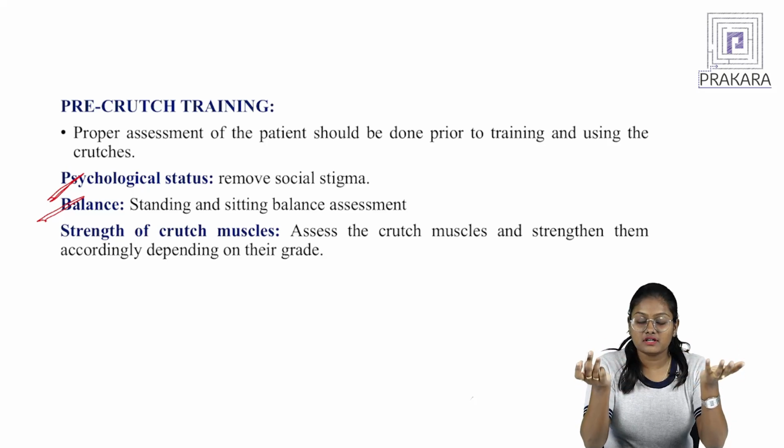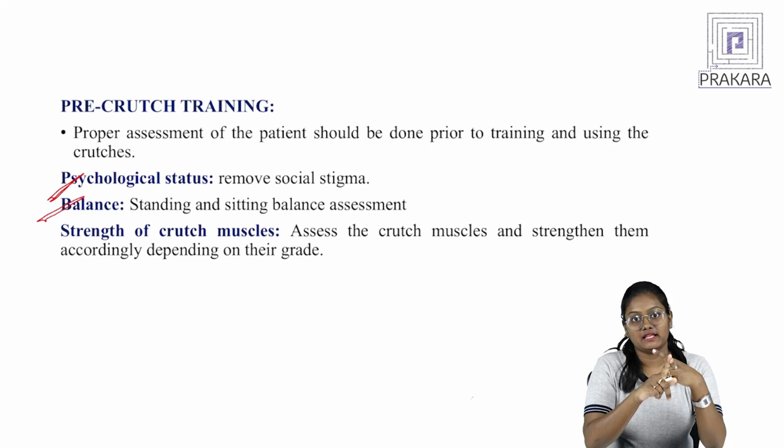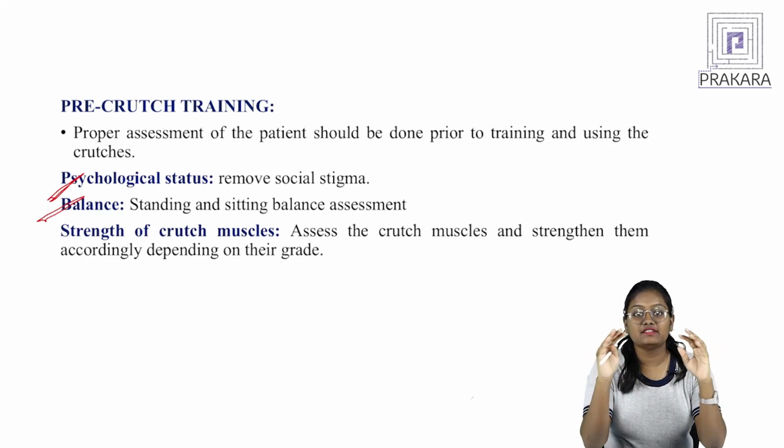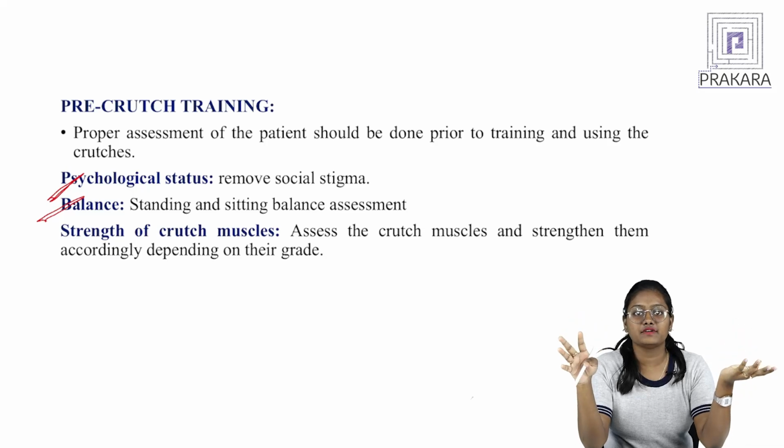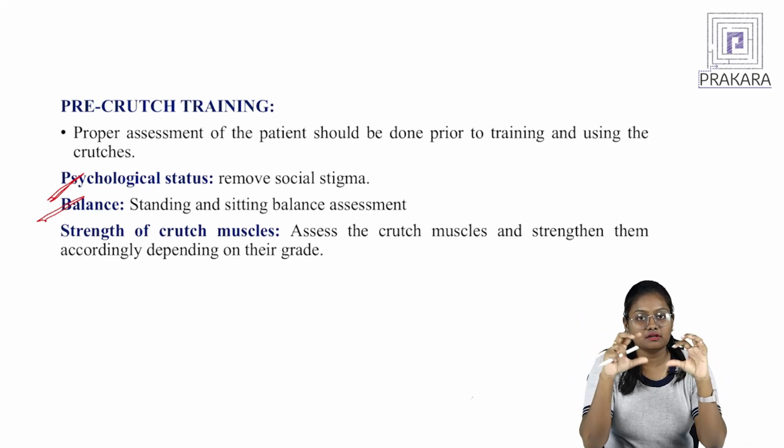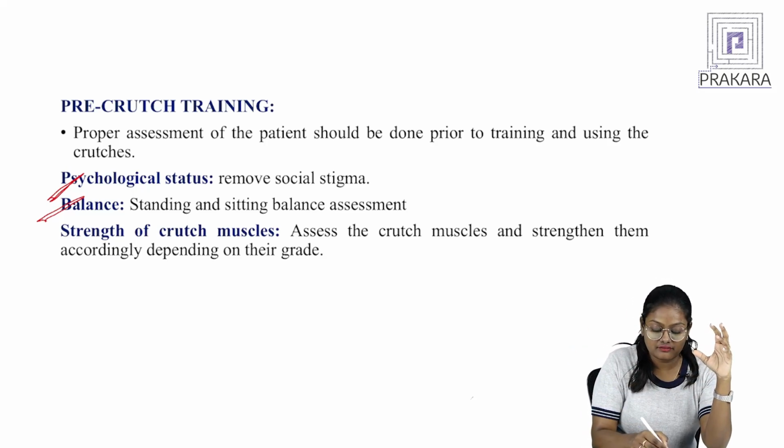The second one is balance. Before giving a crutch to a person, first assess the sitting balance and standing balance. If a person cannot sit and stand properly, it's very obvious that the person cannot sit and stand with the crutch. He cannot stand and sit by himself, so how can he stand and sit with the crutch? That will be a big task for him. So if the person has balance issues, first train him for balance and then give him a crutch. Okay. And the last one is strength of crutch muscles.